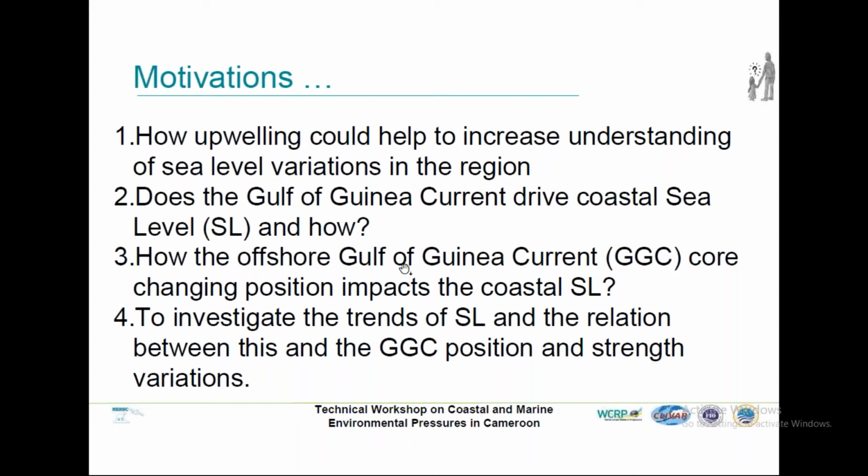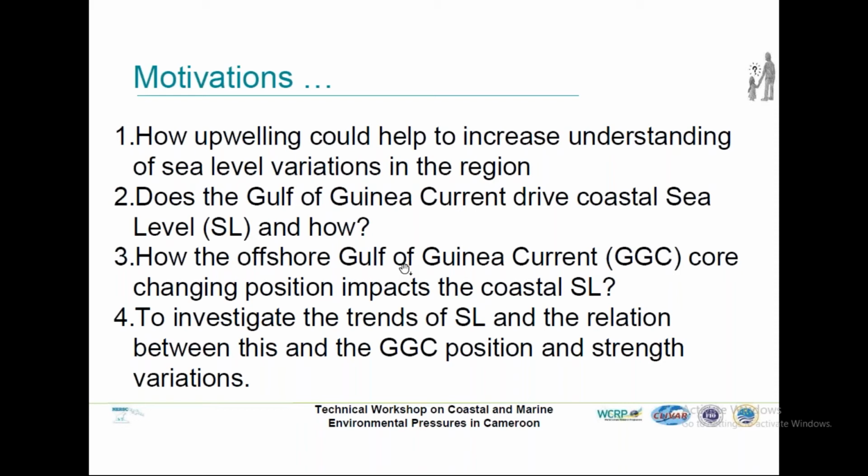The second motivation is to understand whether the Gulf of Guinea current drives coastal sea level, and how the offshore Gulf of Guinea current changing position impacts the sea level.